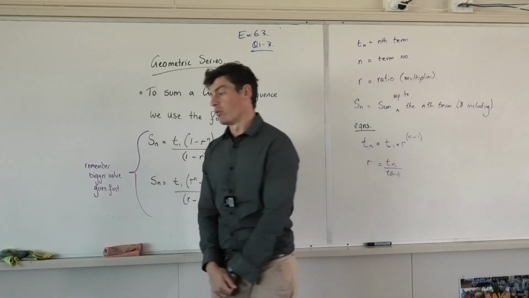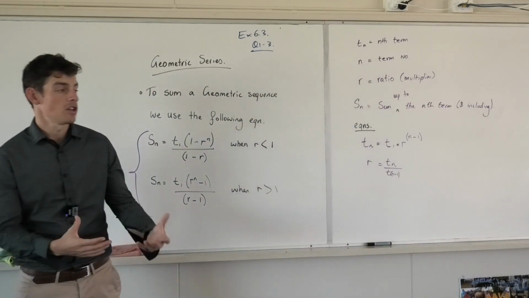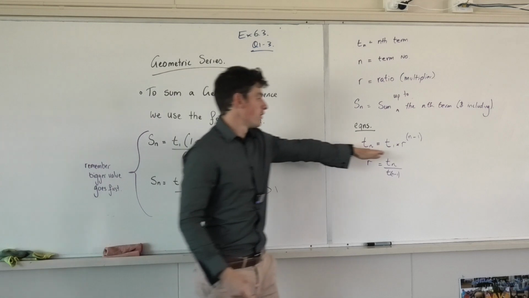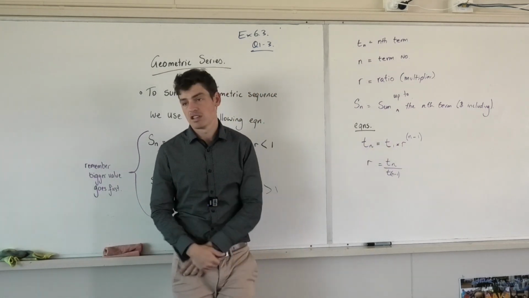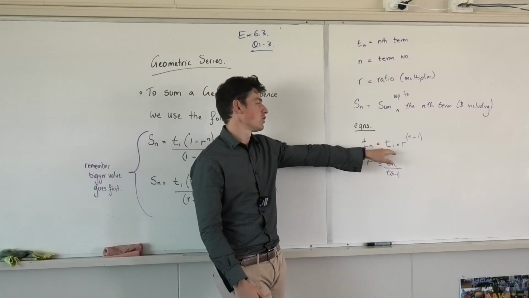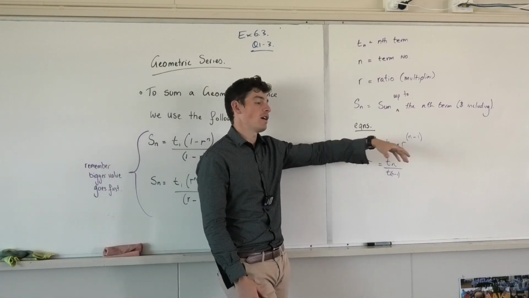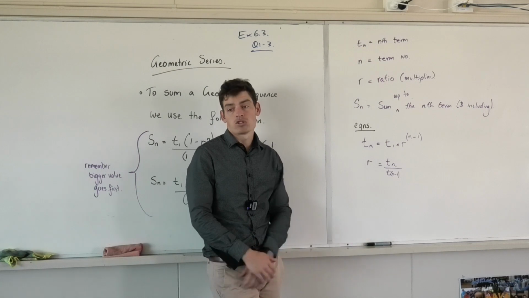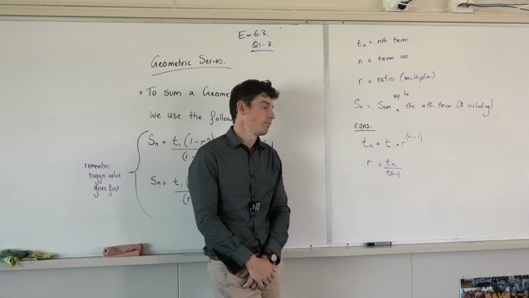Once we know what type of sequence we're dealing with and we've identified it, we can use our term. We went through that last lesson, just in case we can't remember: the nth term is equal to the first term times the ratio to the power of n minus 1. Why is it n minus 1?